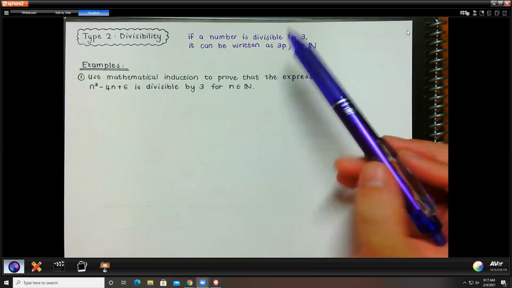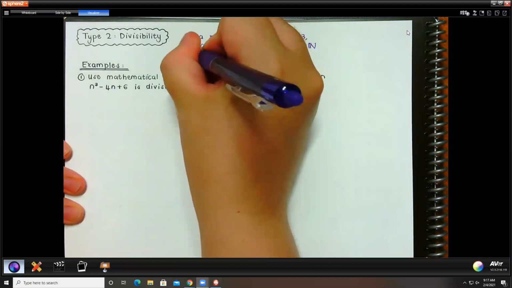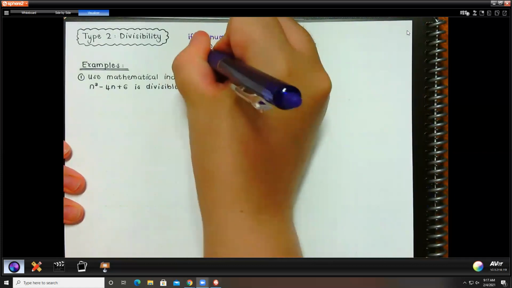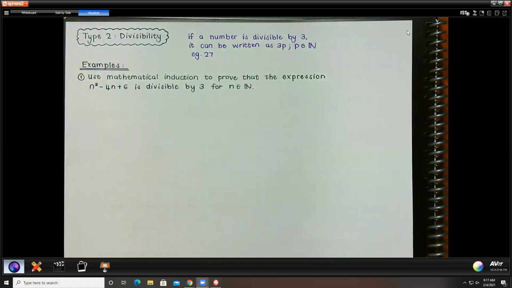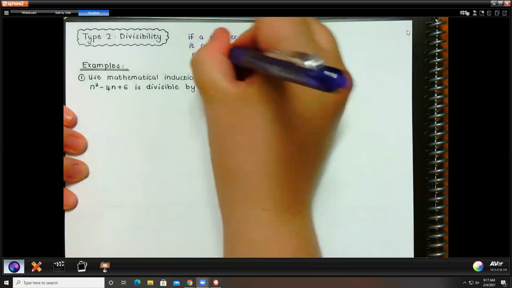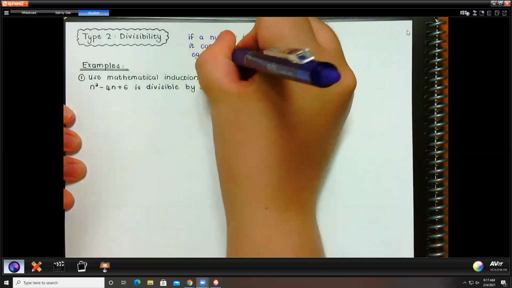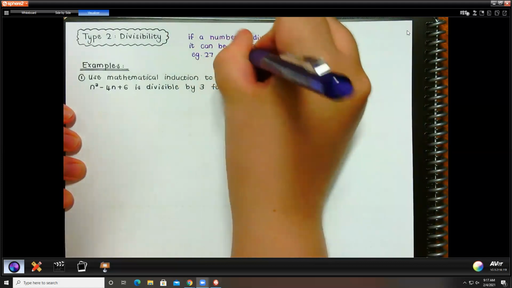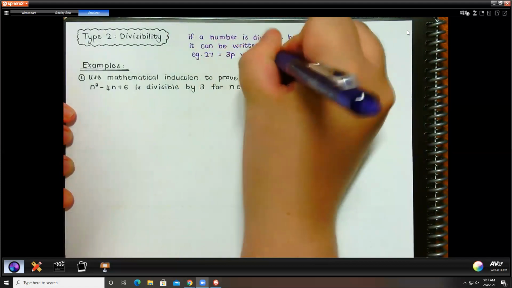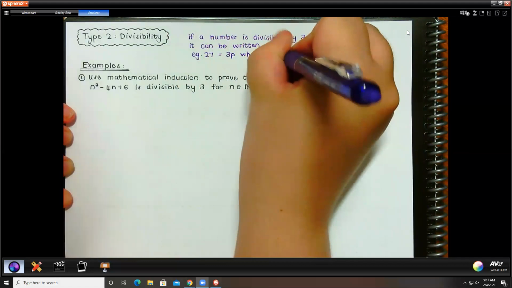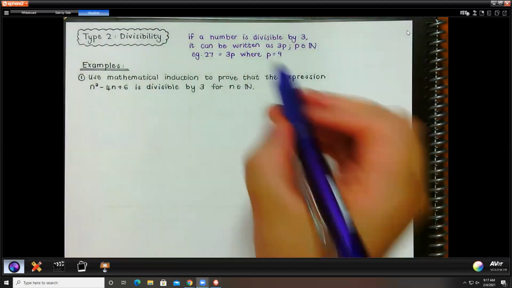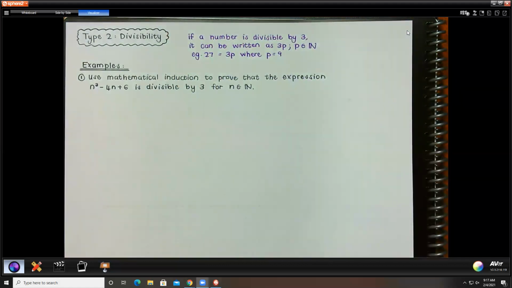So what I mean by that is if you take, for example, 27, right? I'm sure we all agree that 27 is divisible by 3. So now 27 can be written as 3p, where p is equal to 9, right? Because 3 times 9 is 27.